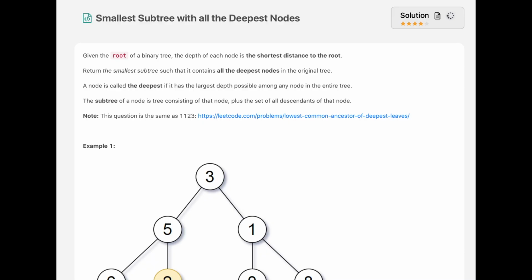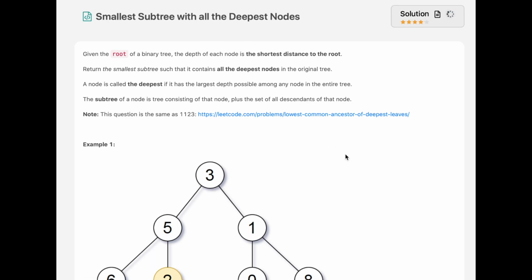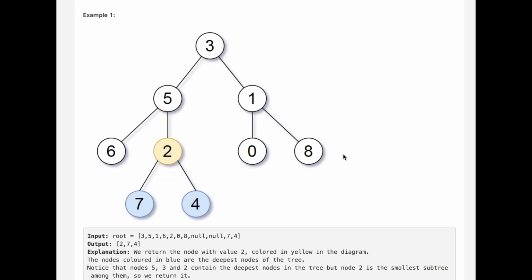Today is December 12th and the problem we're working on is smallest subtree with all the deepest nodes. Given the root of a binary tree, the depth of each node is the shortest distance to the root. We want to return the smallest subtree that contains all of the deepest nodes in the original tree. So let's take a look at the example tree right here.